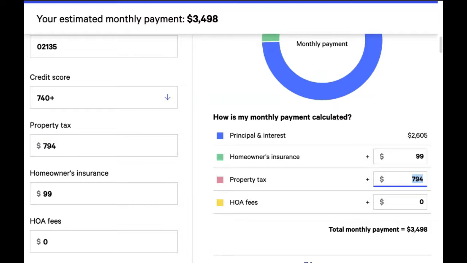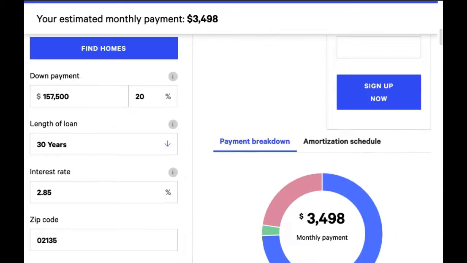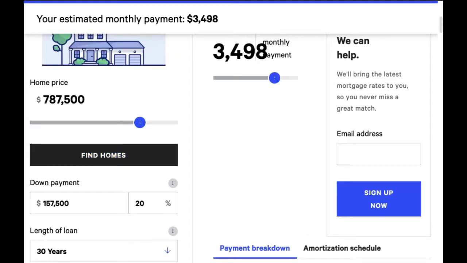Even though you own the home, you still have to pay $10,000 to the state every year if your home was valued at $787,500. Now, this is something a lot of people do when they reappraise their houses and their houses go up in value, which is a good thing.